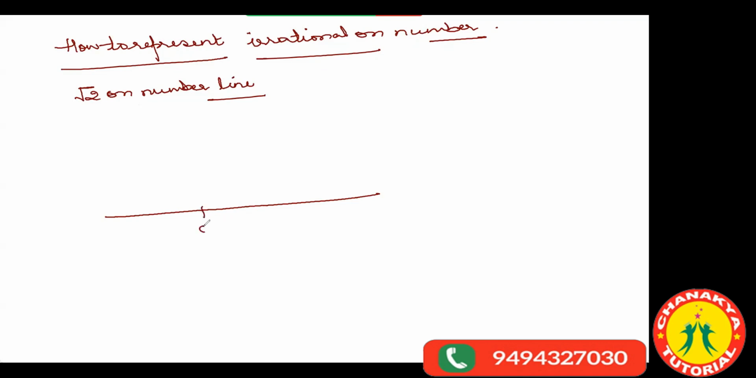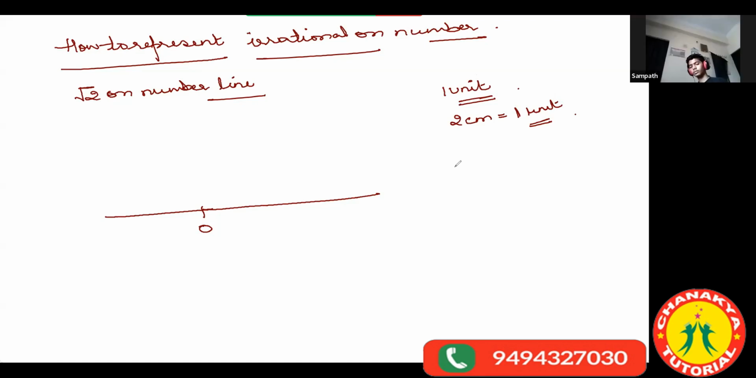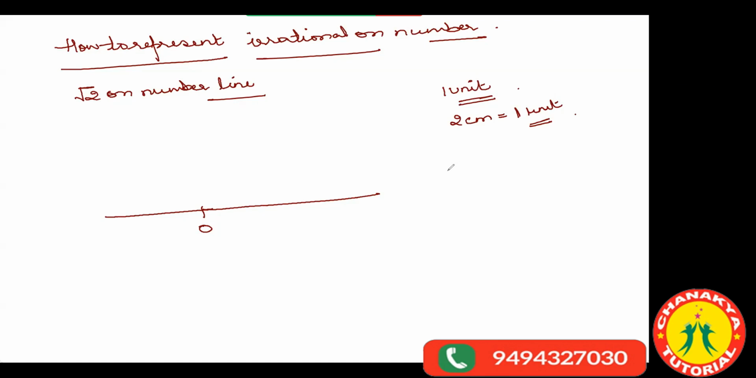Mark it as O. Now, in your compass, take 1 unit distance. 1 unit means 1 centimeter, or you can take a 2 centimeter distance, but you will count it as 1 unit only. Clear? Because 1 centimeter will be very small. Right, children? Kindly unmute your mics and keep them on.